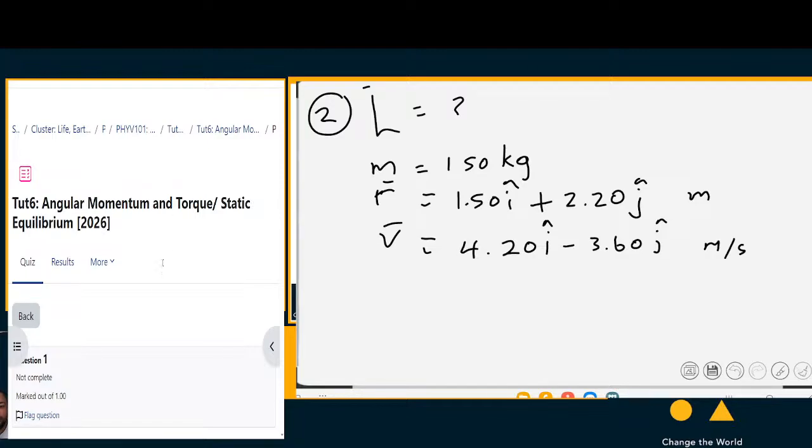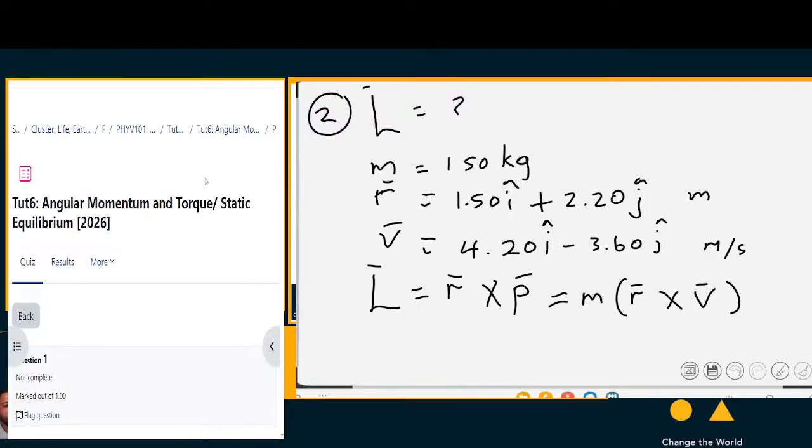Angular momentum, like we said earlier on, is equal to r, the position vector, crossed with the linear momentum. Another way of writing that is just the mass multiplied by r crossed with v, the velocity. Now we can compute this cross product. Let's calculate the cross product first, r cross v.